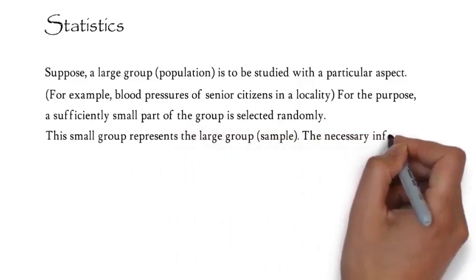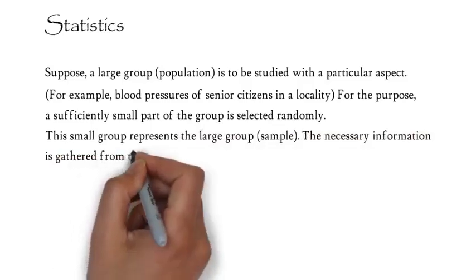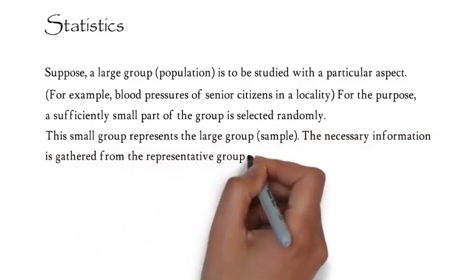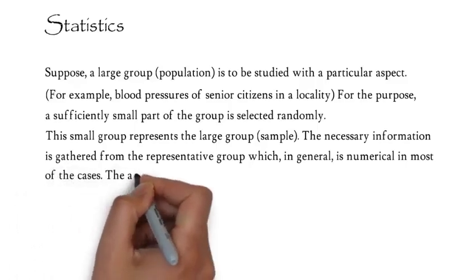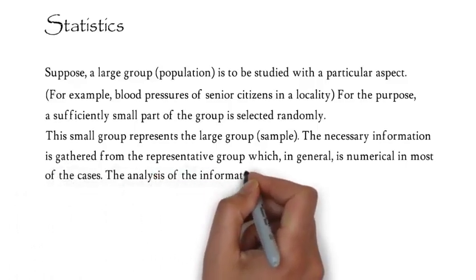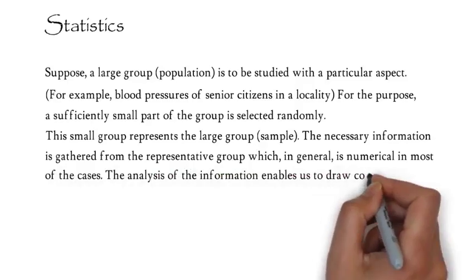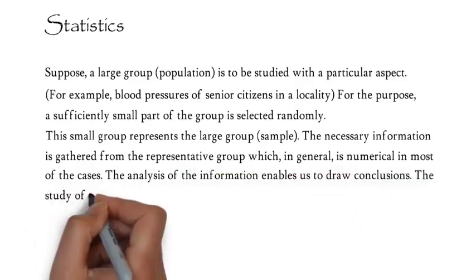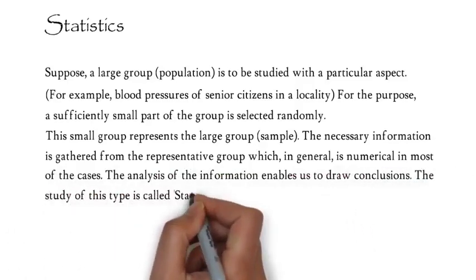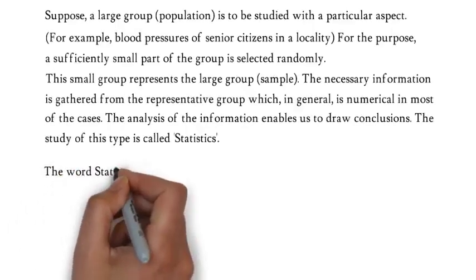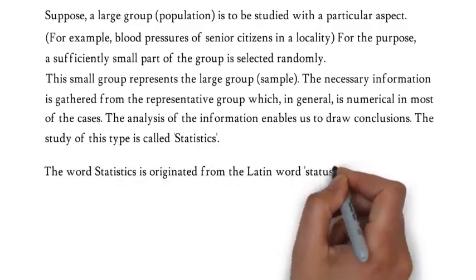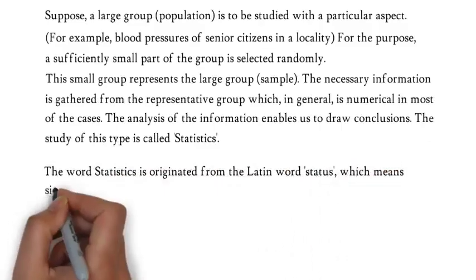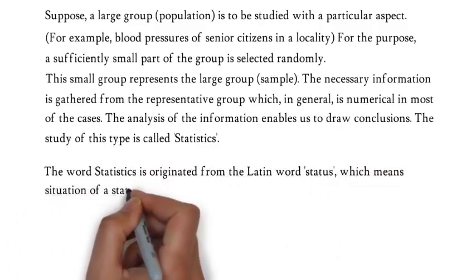The necessary information is gathered from the representative group, which, in general, is numerical in most of the cases. The analysis of the information enables us to draw conclusions. The study of this type is called statistics. The word statistics originated from the Latin word status, which means situation of a state.